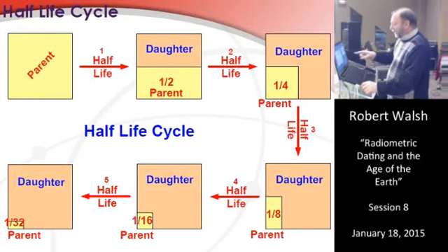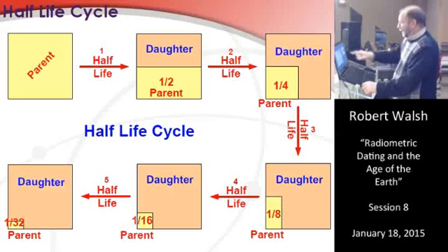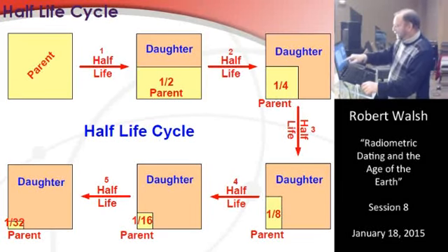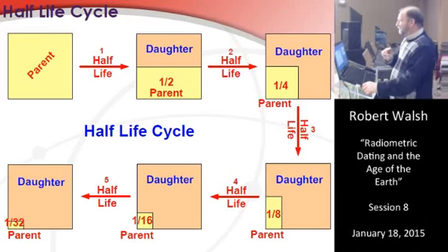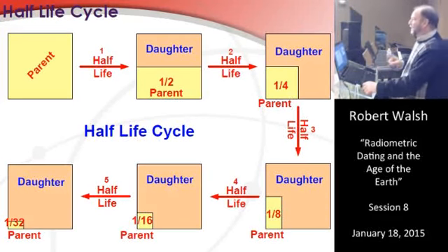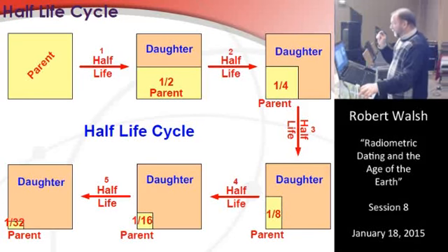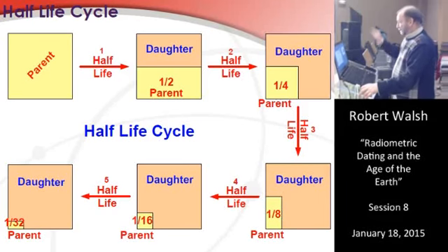After the second half-life, you only have a quarter of the radioactive material left. Okay, after the third half-life, you've got an eighth, and then finally a 16th. And after the fifth half-life, you only have 1/32 of material left. So you can see that if the half-life is very quick, is very fast, then the material can very rapidly decay from parent to daughter.